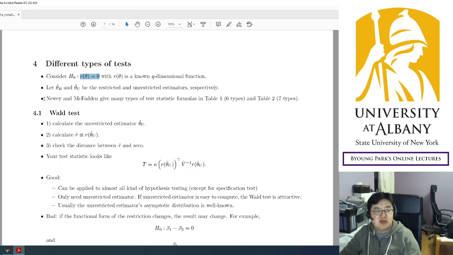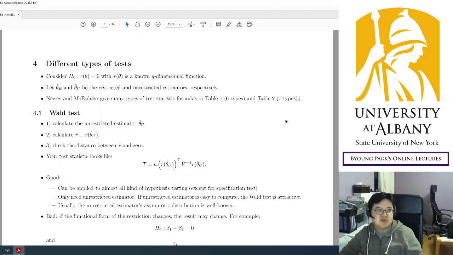Also, this theory is based on Dewey and McFadden and other textbooks. Dewey and McFadden has a table of different forms. They classify test statistics in a few number of forms, but the few is like 13. There are 13 different types of test statistic formulas, but I compressed it a little more, and I'm introducing you 4 different types. So I just deliver the basic idea. The detailed formula may depend on the details of the model.